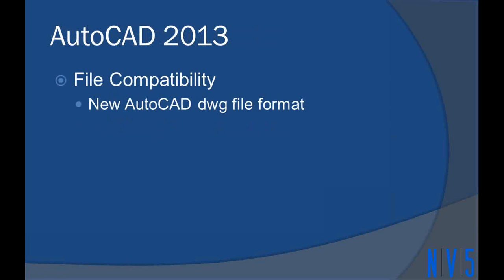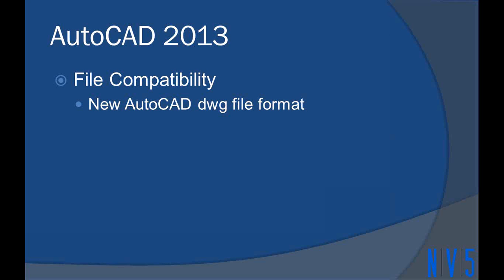About the Support tab. Let me now jump into AutoCAD 2013. Let's talk a little bit about file compatibility. This is the third iteration of the AutoCAD program, so we get a new DWG file format. Every 3 releases, Autodesk does that. The last one was done in 2010, part of that was 2007, part of that was 2004.